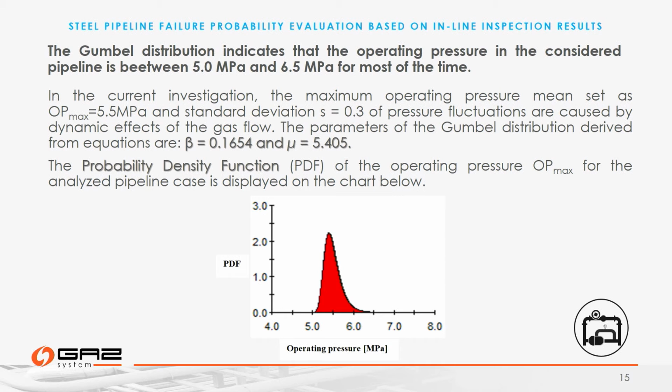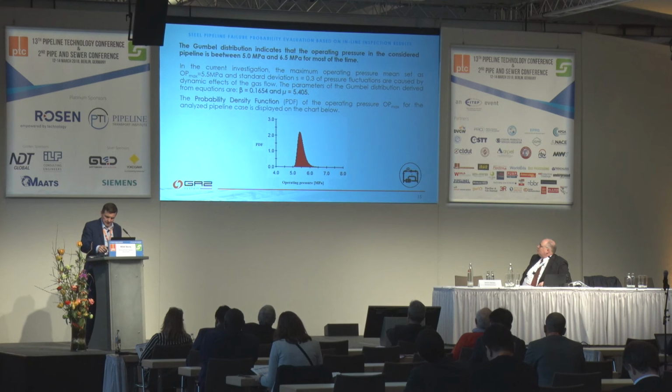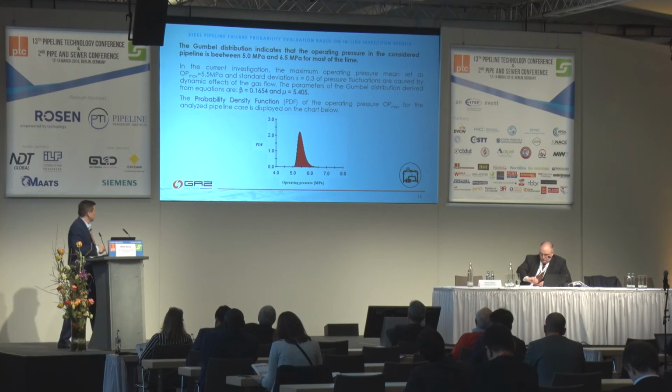Also, the mean value of this distribution of internal gas pressure is 5.5 megapascal, and here you can see the parameters of the Gumbel distribution. Also, the pressure for most of the time is not exceeding 6 megapascal, with a certain probability of occurrence.